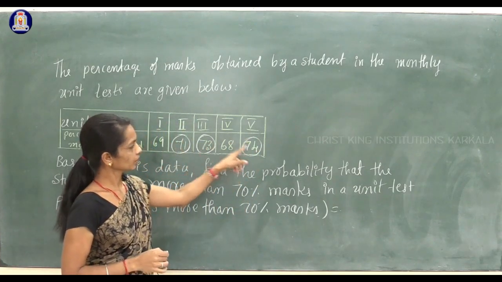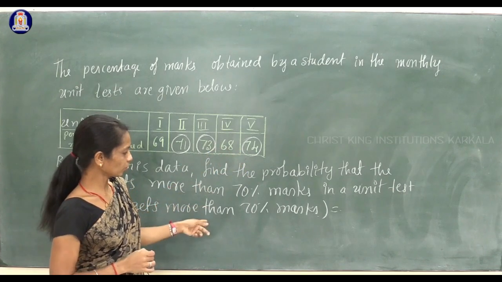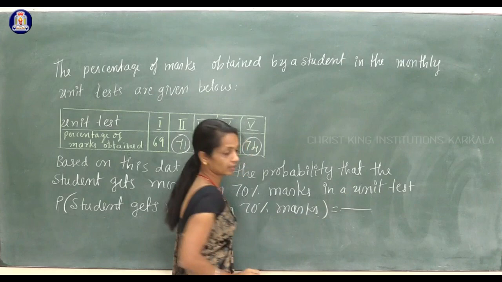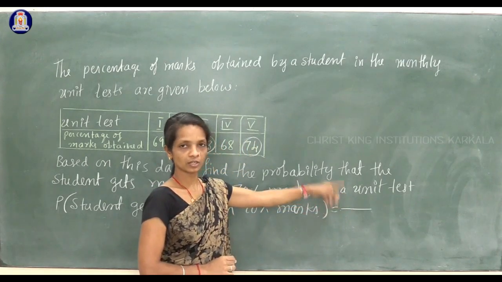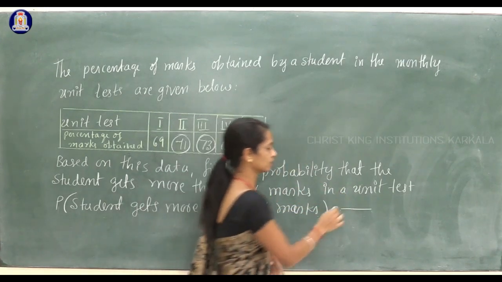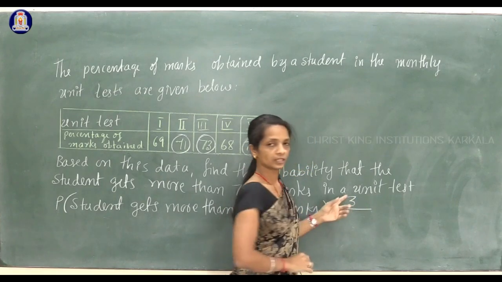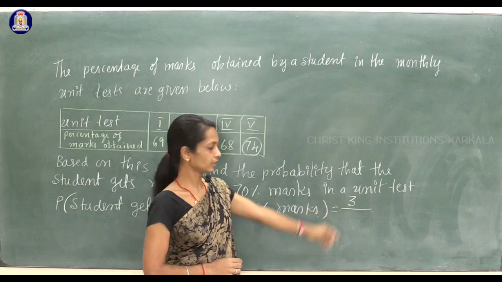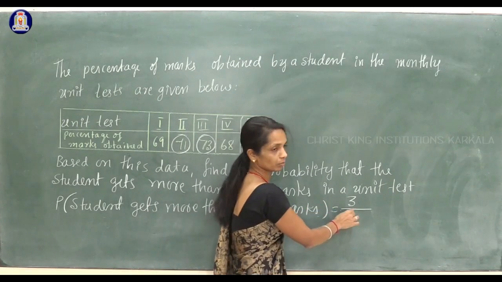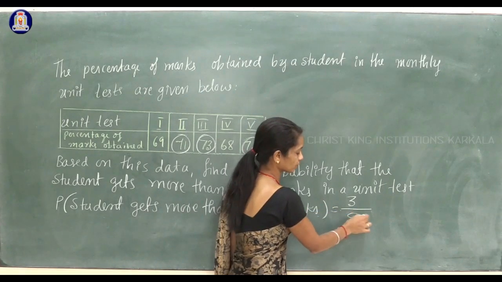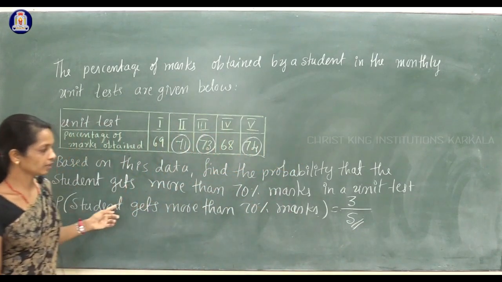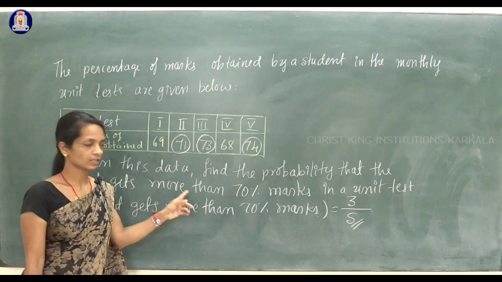So in 3 tests he got more than 70% marks. You have to write the number of tests in which he got more than 70% in the numerator, out of 5. So in the numerator you write 3, dividing by the total number of tests, that is 5. So 3 by 5 is the probability that the student obtained marks more than 70%.